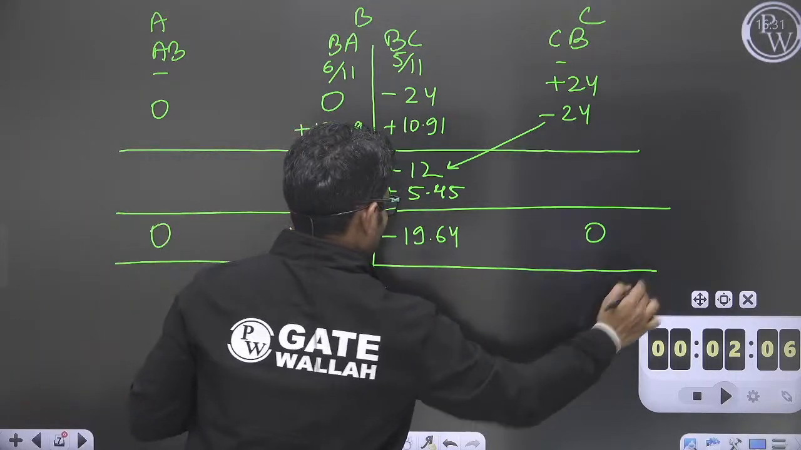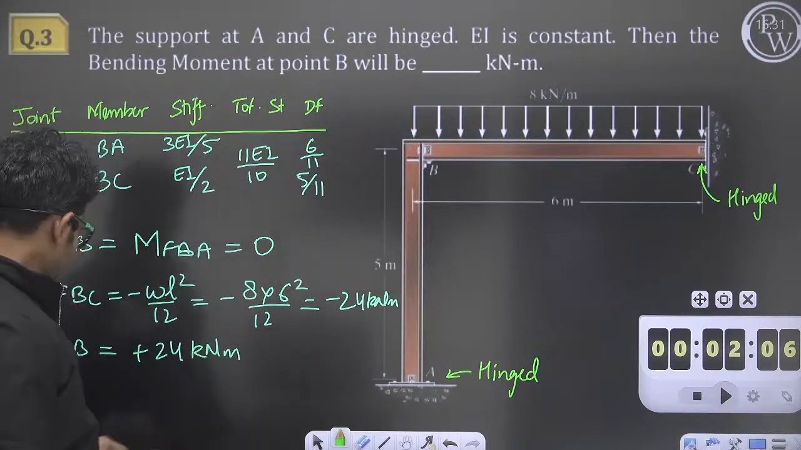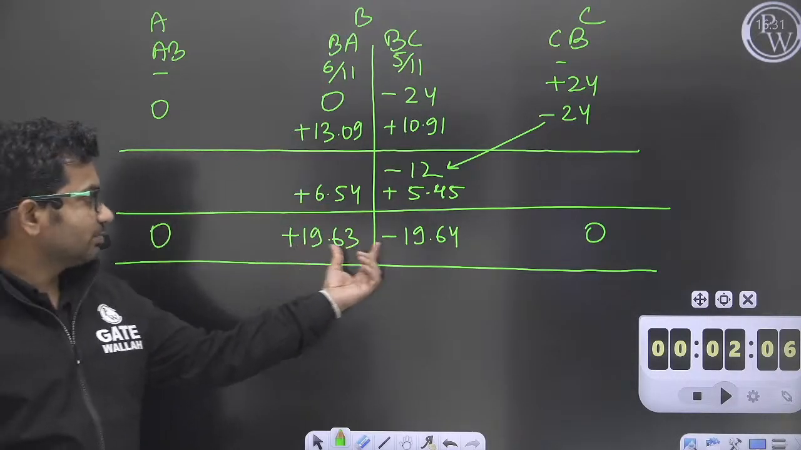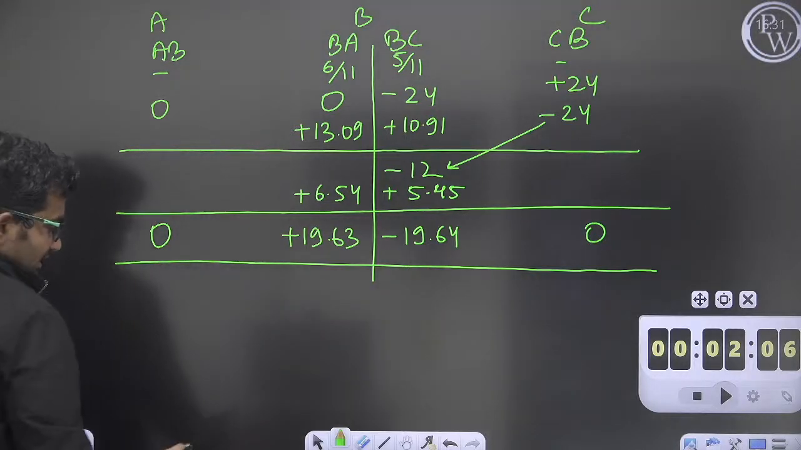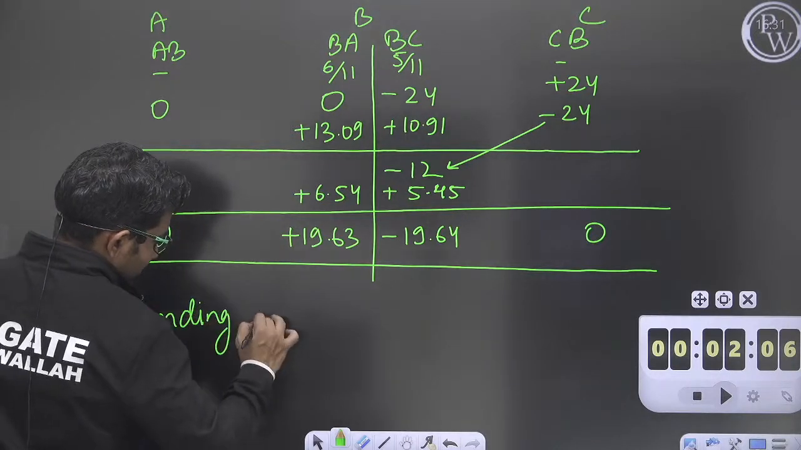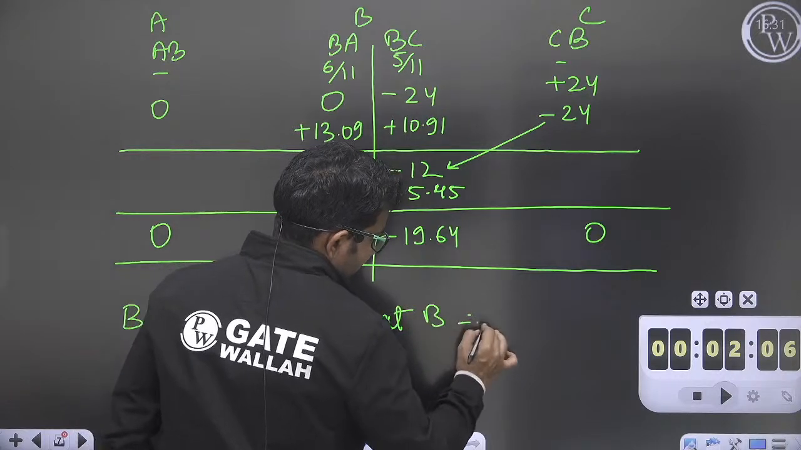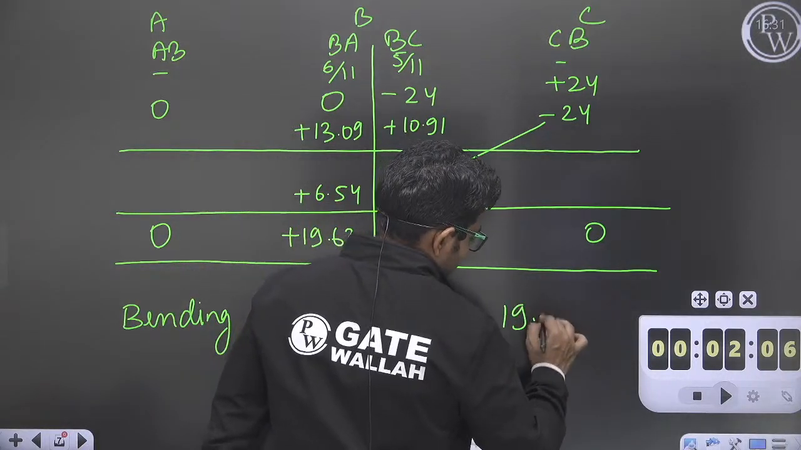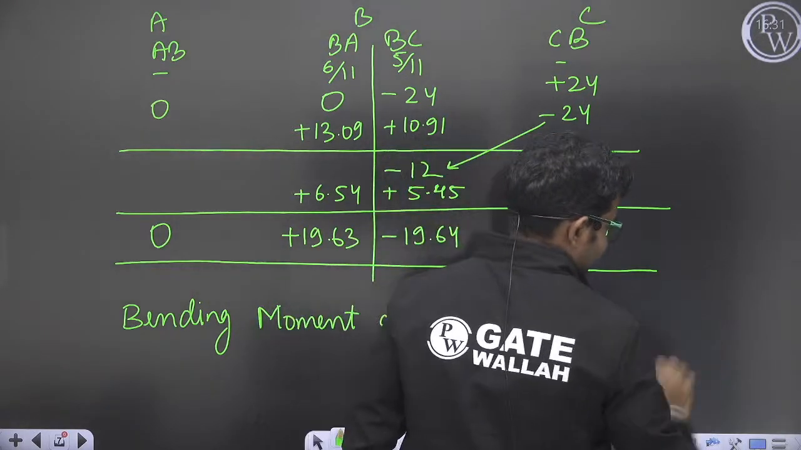Okay, so bending moment at B. How much will be the bending moment at B? Bending moment at B will be, you can report 19.63 or 19.64. Okay, this much approximation can be there. So bending moment at B will be equal to 19.64 kilonewton meter. Okay, this will be the correct answer.